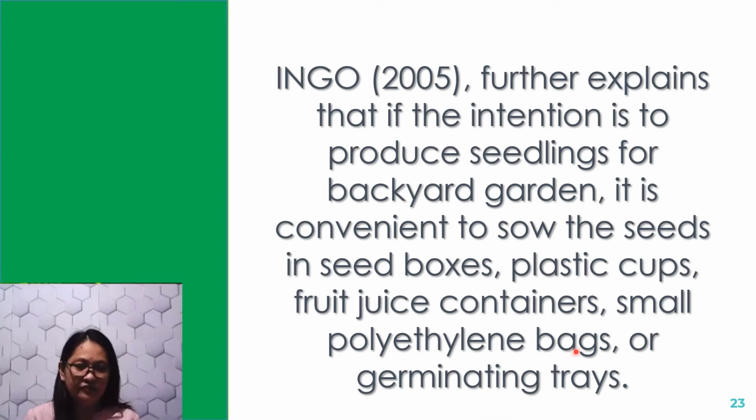INGO 2005 further explains that if the intention is to produce seedlings for a backyard garden, it is convenient to sow the seeds in seed boxes, plastic cups, fruit juice containers, small polyethylene bags, or germinating trays.